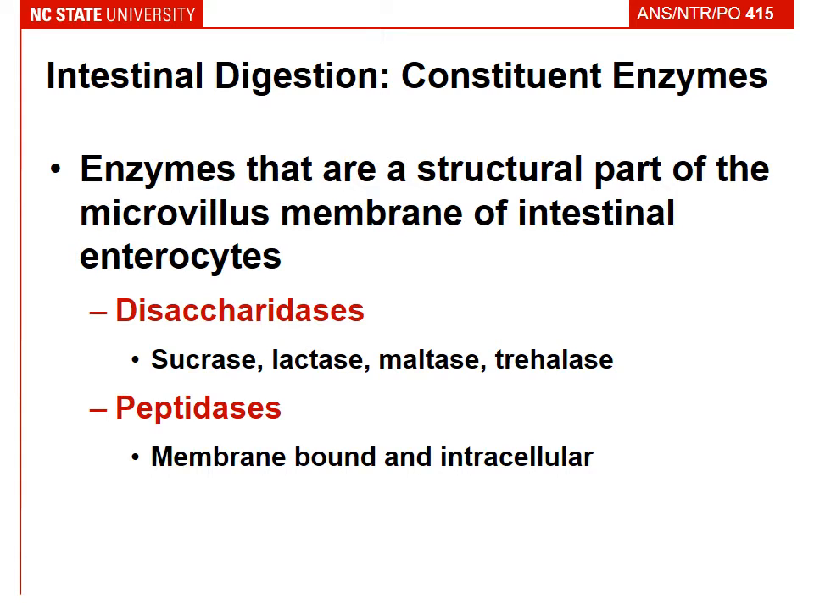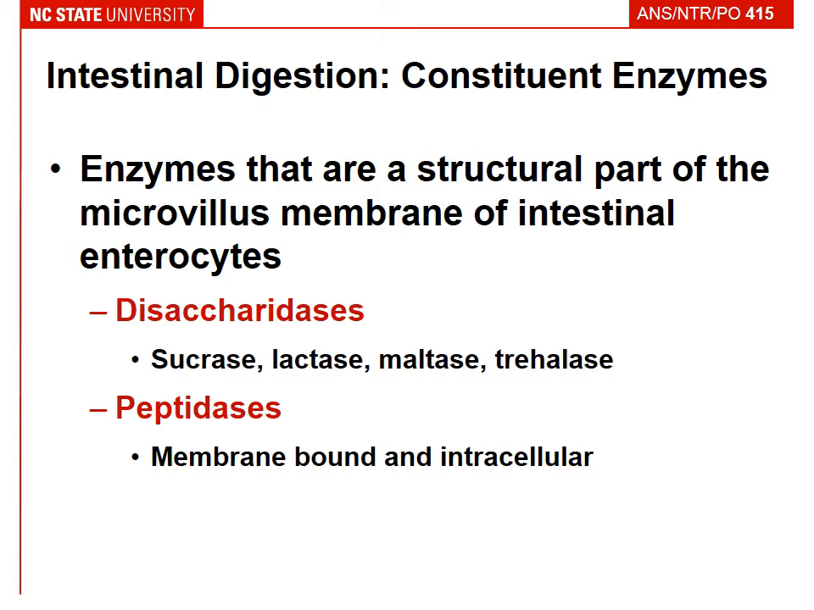Within the intestine, we have enzymes that the intestinal cells are actually secreting also. These enzymes are structurally part of the microvilli, so they are attached to the microvilli. They're not secreted into the lumen, and these are on the enterocytes, or the intestinal epithelial cells themselves, and these are mainly going to be disaccharidases and peptidases.